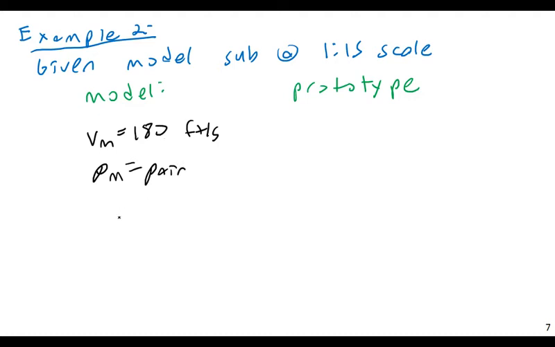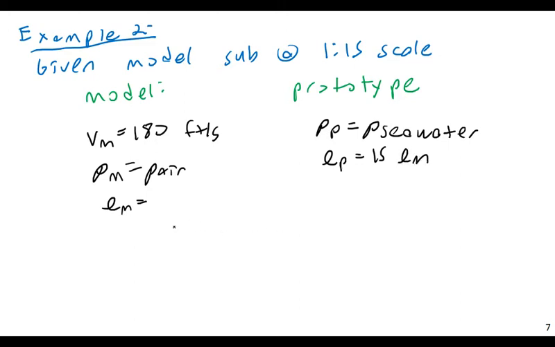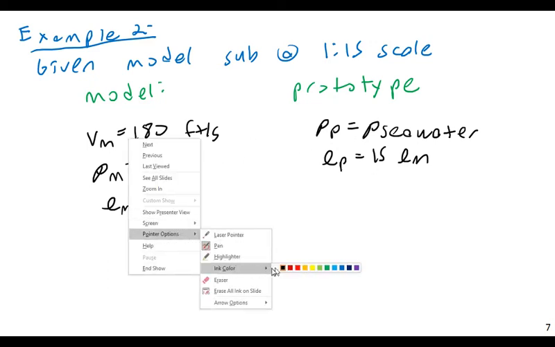Then I will also say L of the model is just going to be 1/15th scale. And let's say that the density rho of the fluid for the prototype is going to be the density of seawater. And the length of the prototype is going to be 15 times the length of the model. So I don't actually know the length of the model. I'm not told it. All I know is that it's 1/15th scale. So let's see how this works.